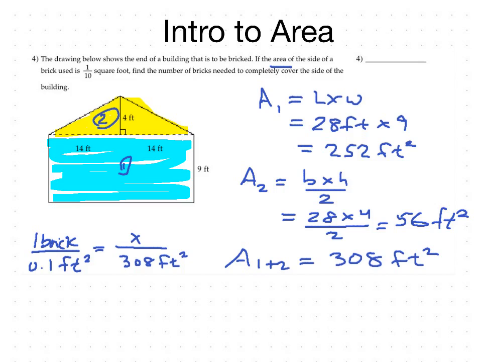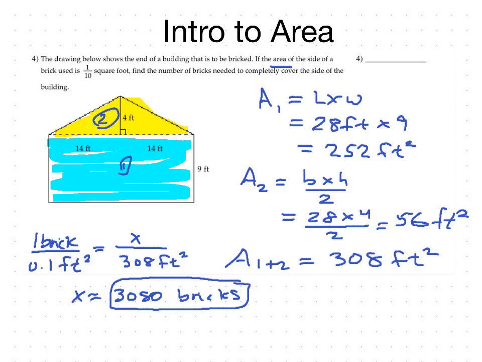Divided by 0.1 is actually going to give you a bigger number, which you would expect, because 1 brick does not cover a whole square foot. You need 10 bricks to cover a square foot. So 308 divided by 0.1 is going to give you 3,080. Now the answer is not square feet. The answer is 3,080 bricks. And that would be what you would highlight on your page as your selection.